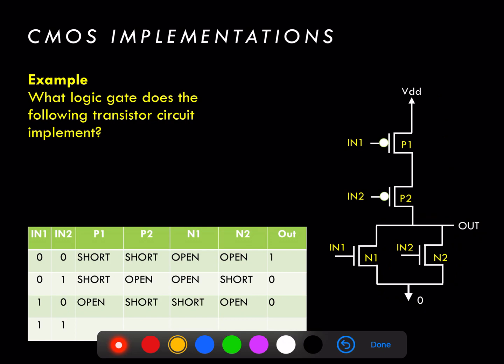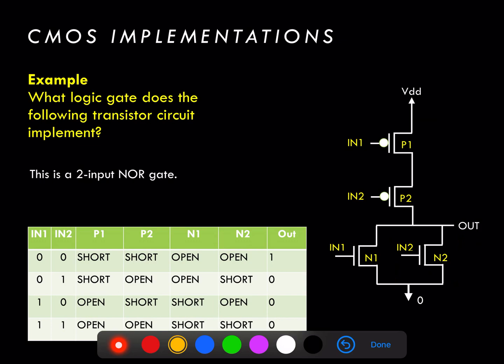And in the last line in the truth table, when N1 and N2 are both 1, both of the PMOS transistors turn off or become open circuits. N1 and N2 both turn on or turn into short circuits. And we can see now that we have 2 parallel shorts connected to 0, while the transistors P1 and P2 both act as open circuits and provide no connection to the output, leaving us an output of 0 once again.